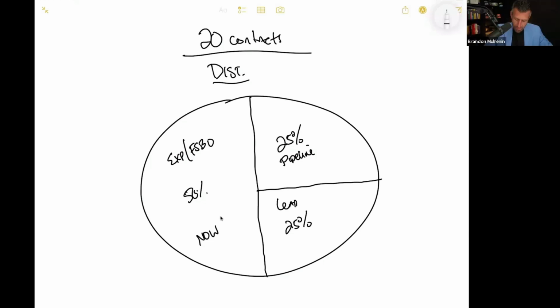And if you're starting out and you have no leads, this is day one for you, I'd probably shift this to be a little bit more of, I need cash right now. It's probably going to be 75-25, now business to pipeline business. That's where I would land.